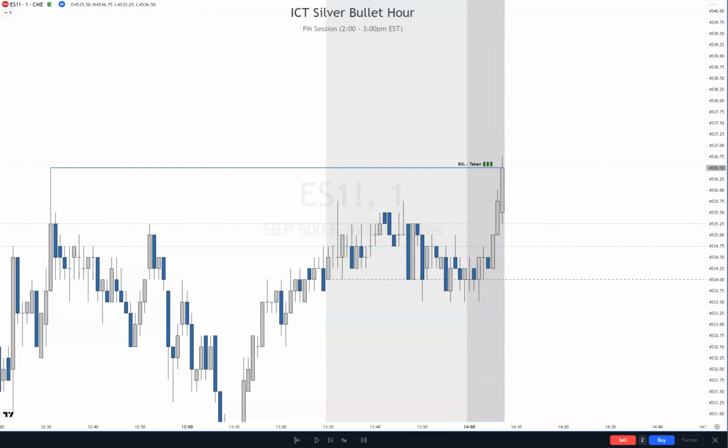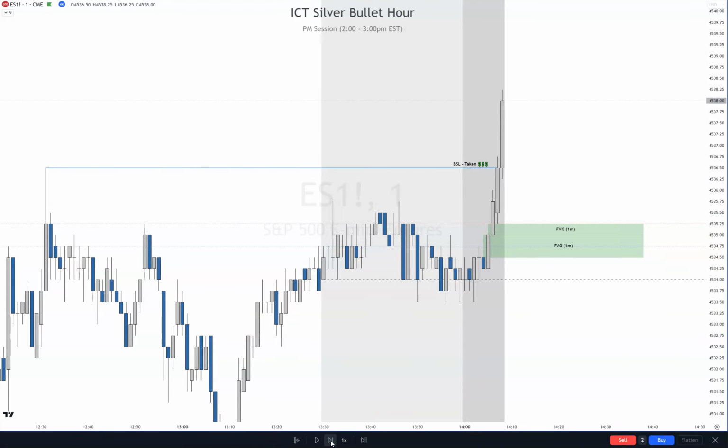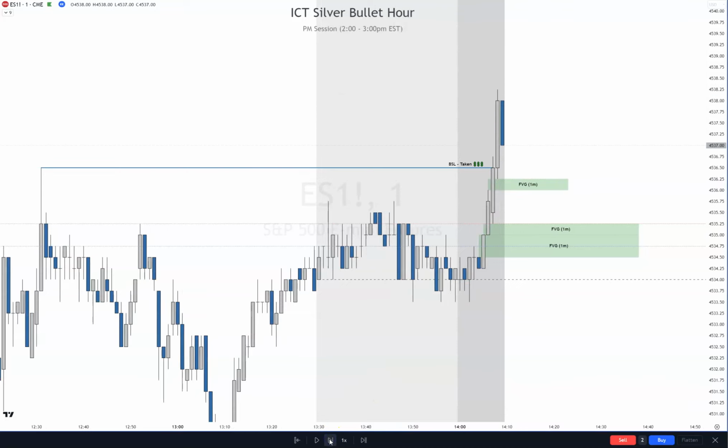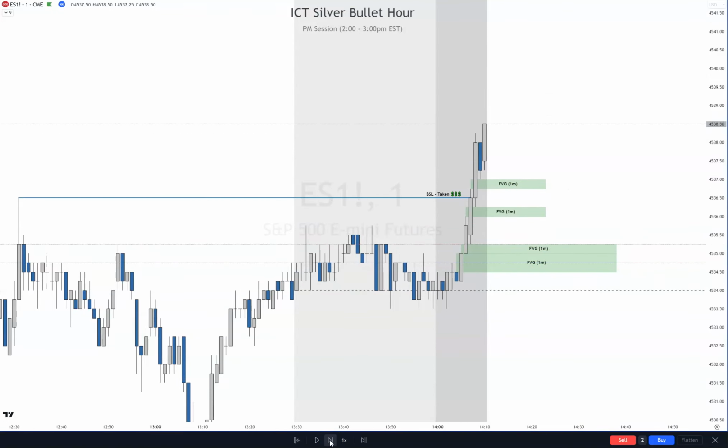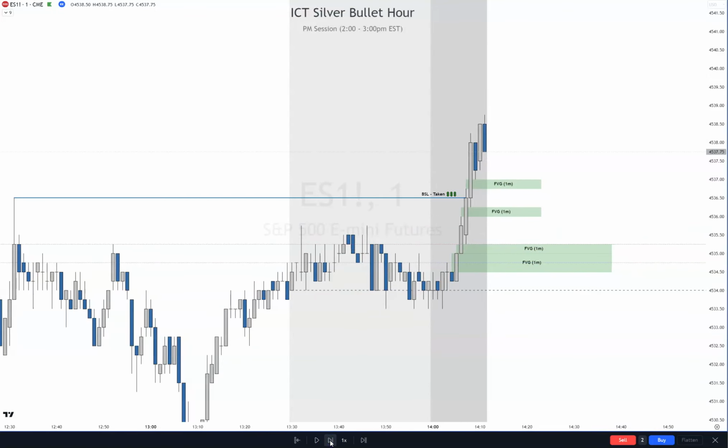Well, let's see. We have a fair value gap there. We have a fair value gap there as we're going up. So if it comes back in, I have another fair value gap right there. And another fair value gap right there. So leaving all these fair value gaps, see if it comes into any of these fair value gaps.